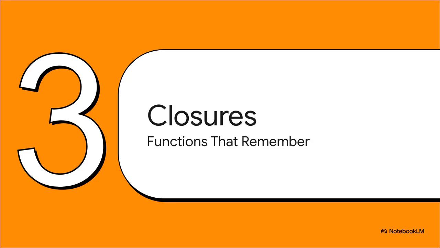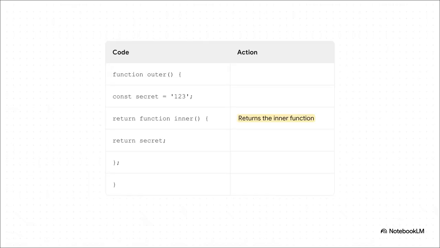See, we've got all the pieces now. Scope defines the boundaries. Lexical scope defines the rules of who can see what. So now, let's combine them to build a function that can actually remember things. Let's finally unlock the magic of closures. Okay, pay close attention to this one, because this is where it all comes together.